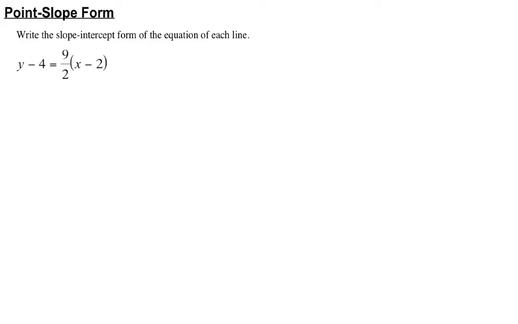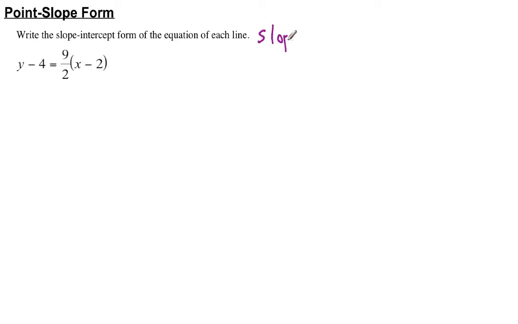In this lesson, we're working on point-slope form. So on this first problem here, we want to just take this equation in point-slope form and transform it into slope-intercept. Okay, so just a couple things about these forms here.